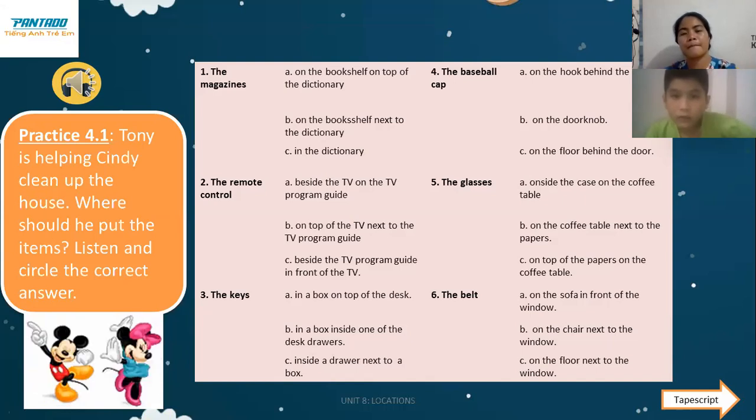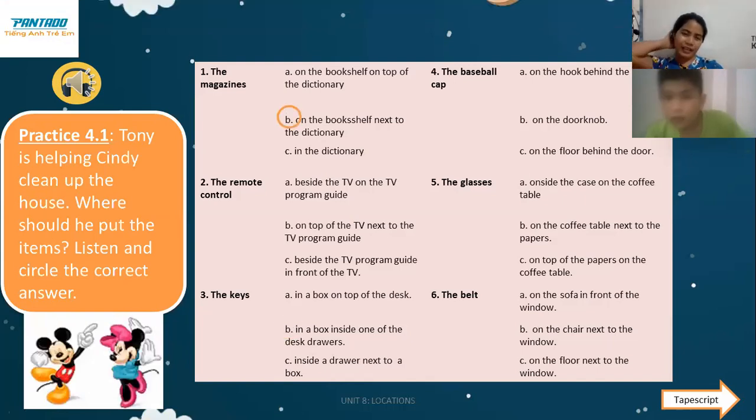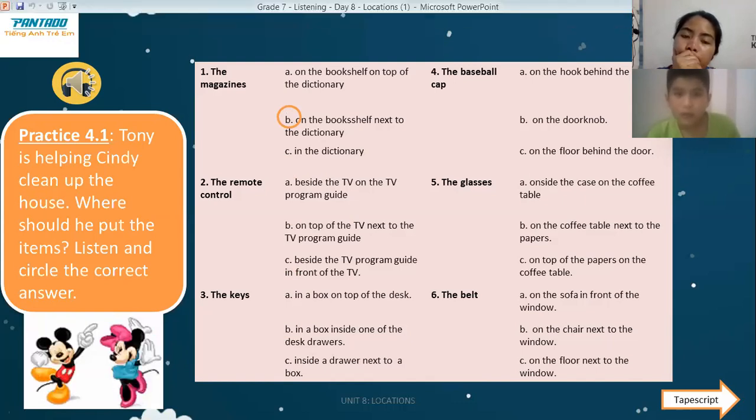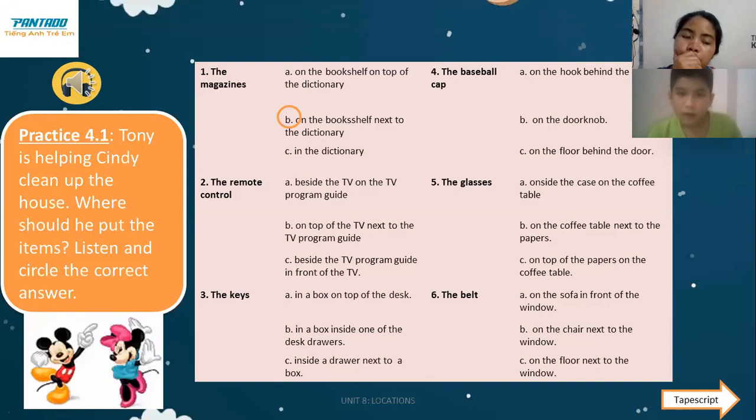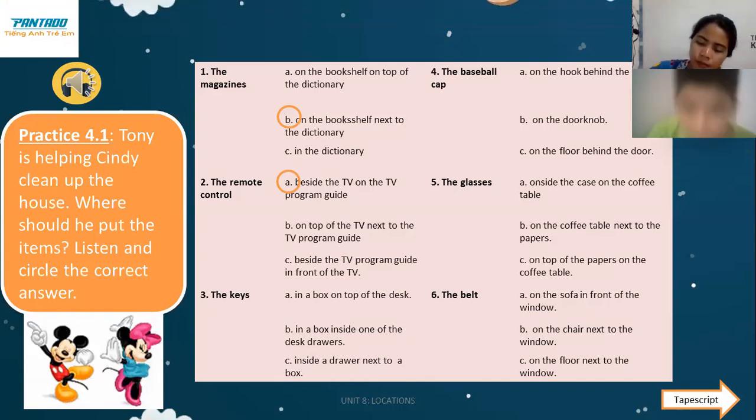On the bookshelf next to the dictionary, maybe. Very good. Number two. The remote control is beside the TV, on the TV program guide. Number three. The keys are in a box inside one of the desk drawers.